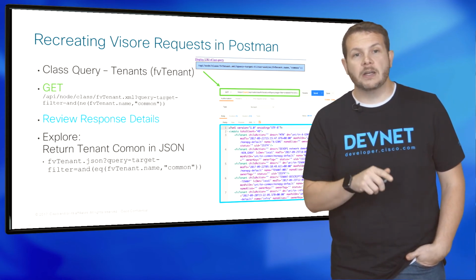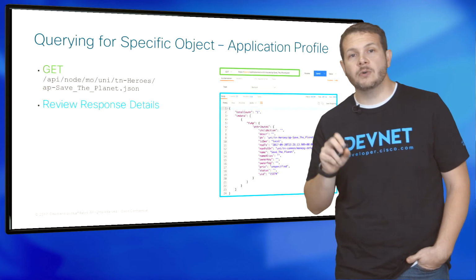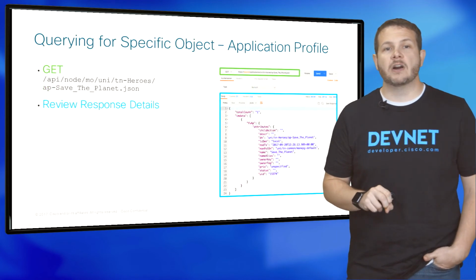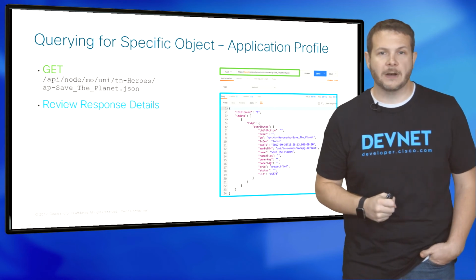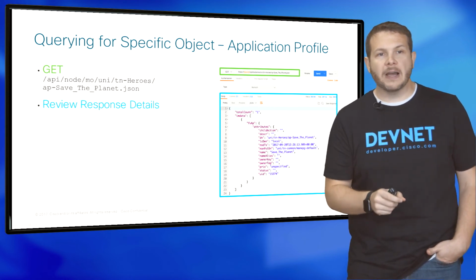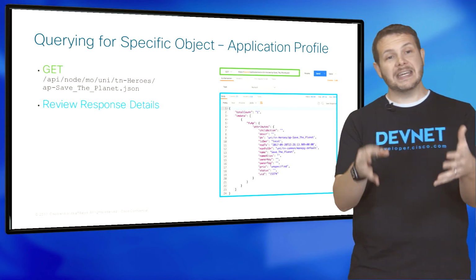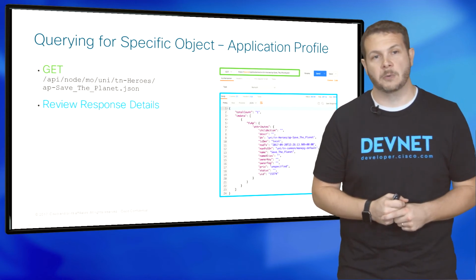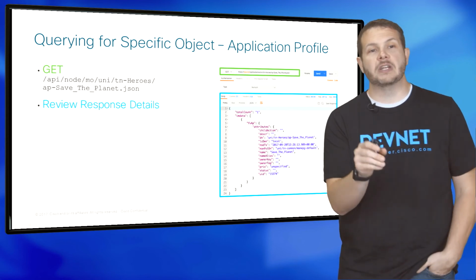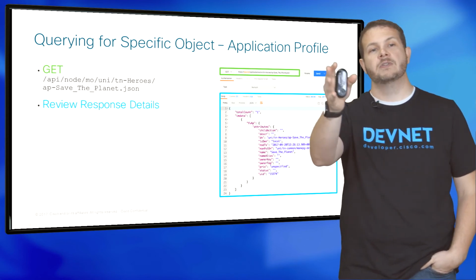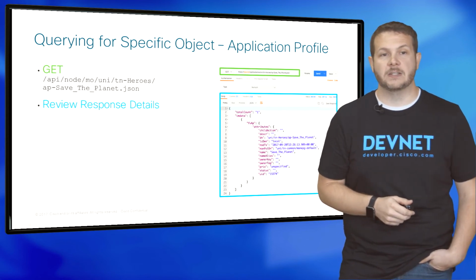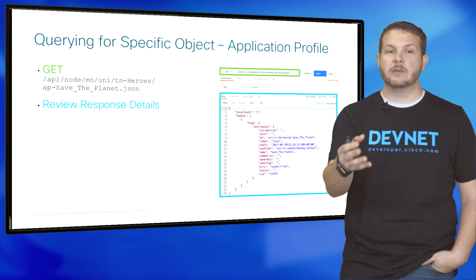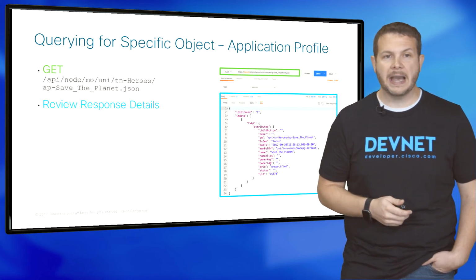Now, with our query done for a whole class, we can also do object queries to target, in this example, an application profile. So the application profile, our API call, will once again be a GET, but now instead of a class query, it's an MO, a managed object query, and we provide the full distinguished name of uni/tn-heroes/ap-savetheplanet.json. Once we've made that, we can then review the response details that come back.